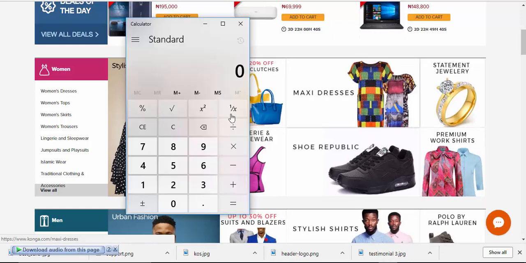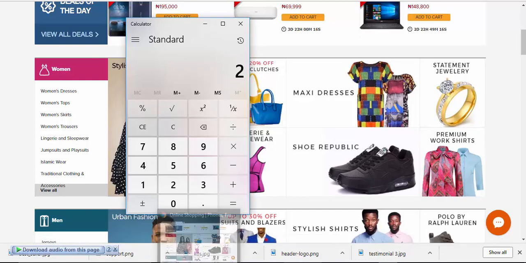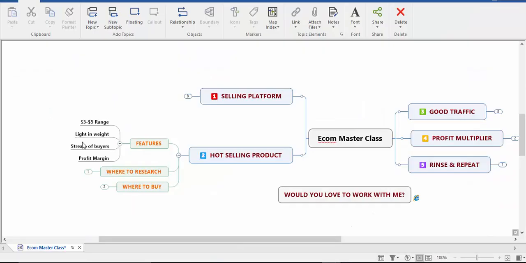If you're going for a product in the $5 range, that means you're getting 20 pieces of such a product, compared to if you're going for a product of $20, where you only get 5 pieces of that. And products that are in this $3 to $5 range are easier to sell and make a lot of profit.